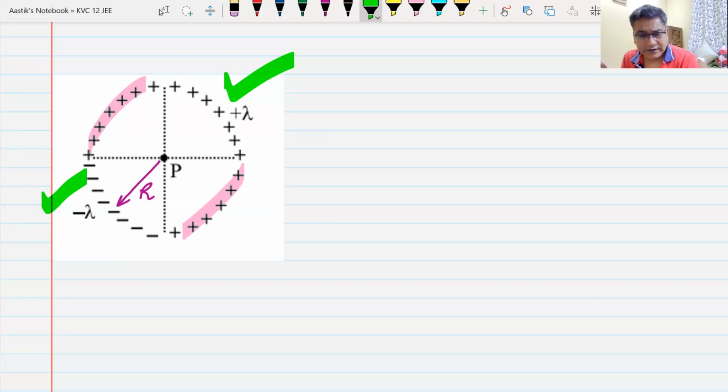What is the direction of the field? They might ask you the direction because it might be coming in a multiple choice question. So remember, whenever you have a circular arc, the direction is always along the bisector of that arc. So always along the bisector of that arc. Here in this case, the direction would be at 45 degrees. It would be going like this. That is what you need to remember.